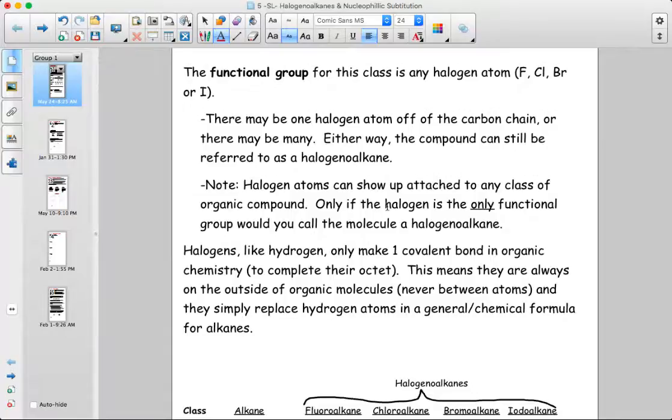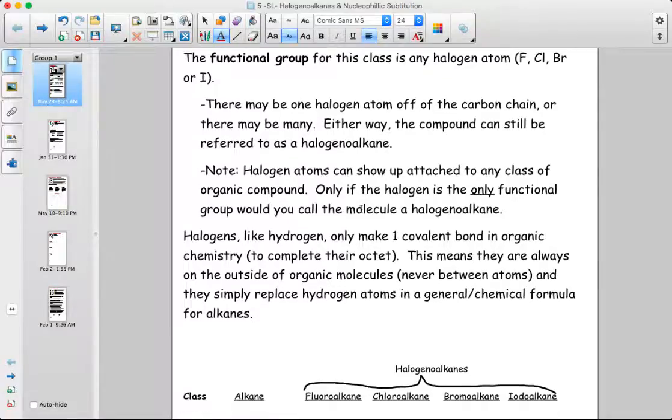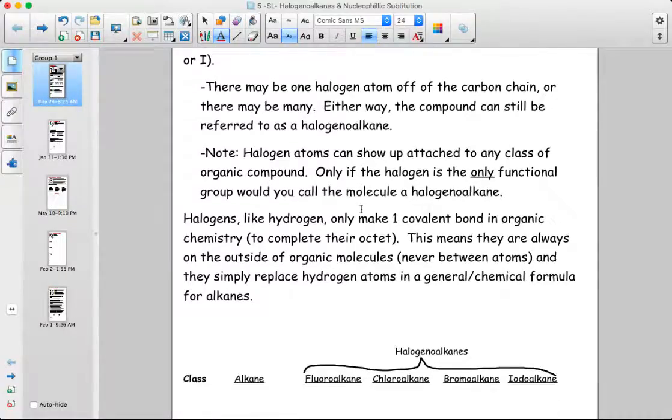The compound is going to be called a halogenoalkane if it has one or if it has more. They all fall into the same class. Halogens can also show up attached to other types of compounds. So as we learn more types of compounds like alcohols or carboxylic acids, you can also have halogens attached to them, and you'd probably then call that molecule the other type of compound. Like if an alcohol has a fluorine atom attached to it, you'd probably still refer to it mainly as an alcohol and consider the fluorine just a little side attachment. It's not really going to be an issue on the IB exam, but just to point out that that is a possibility.